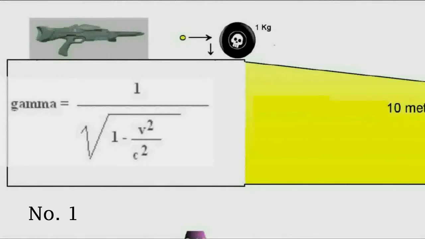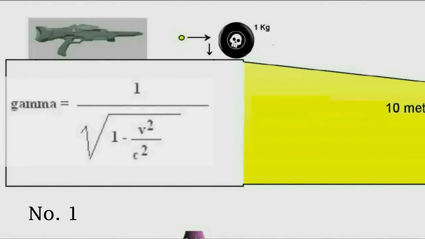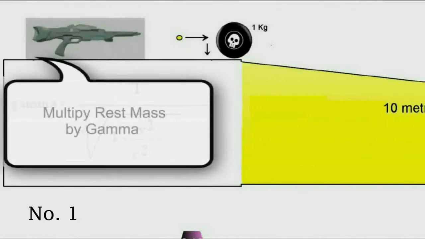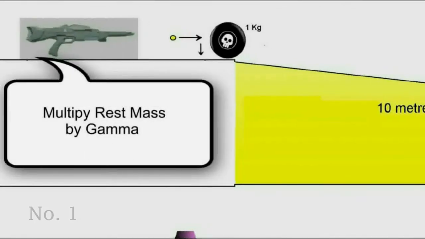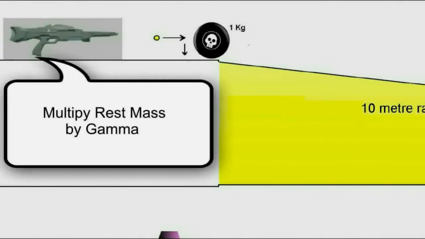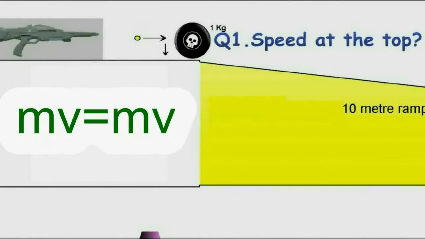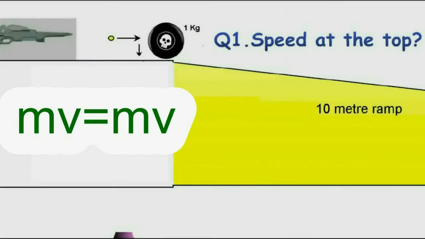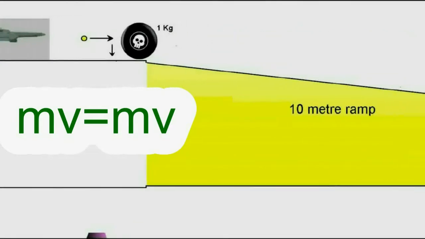You will need to use the gamma factor to work out and to adjust the mass of the bullet, because it is travelling at 0.99999 c. Finding the momentum of the bullet will give you the momentum of the bowling ball, and because you have the mass of the bowling ball, it's easy to find the speed.